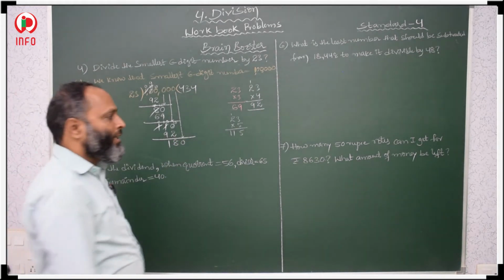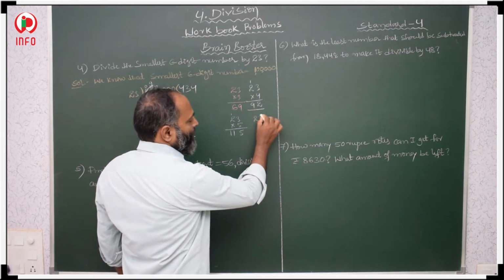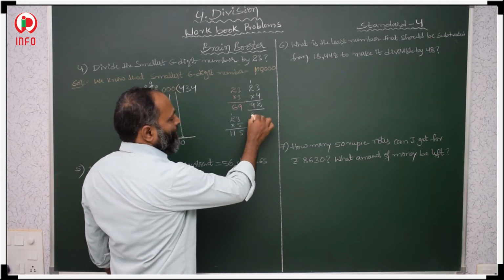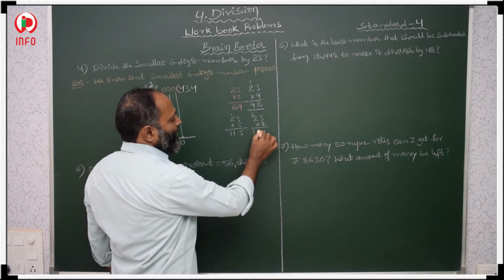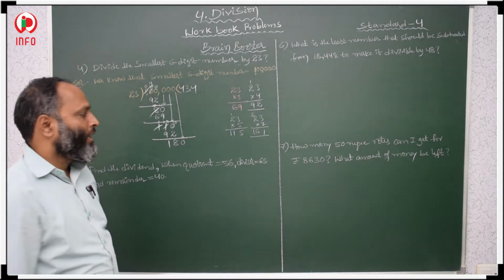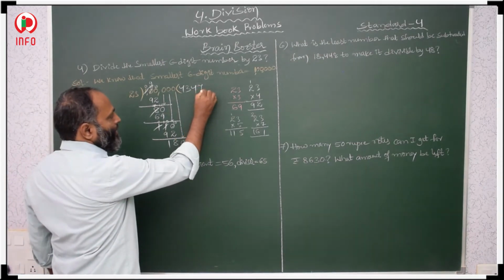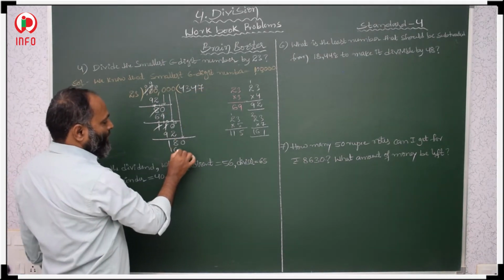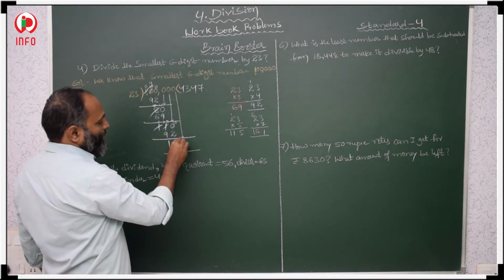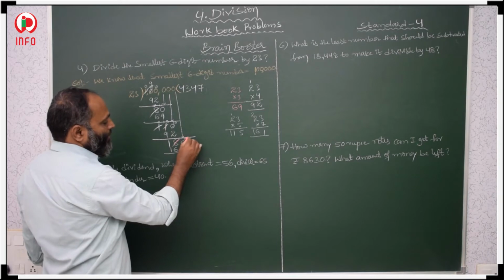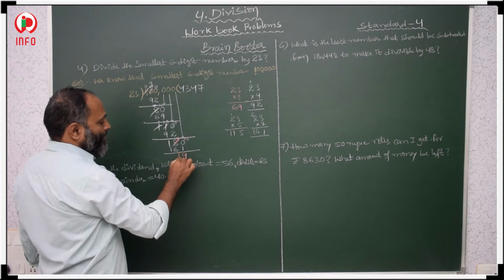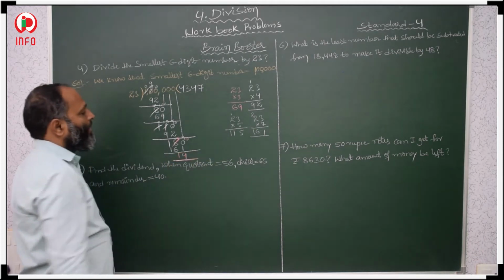180. 23 7s are 161. Then borrow from here. Here we will get 10. 10 minus 1 is 9. Here we will get 7. 7 minus 6 is 1. This is our remainder.